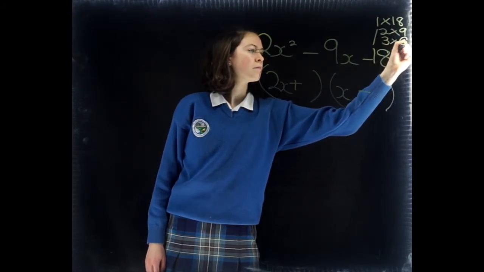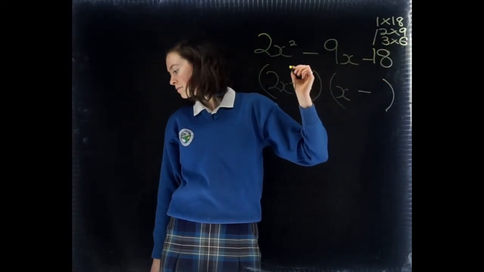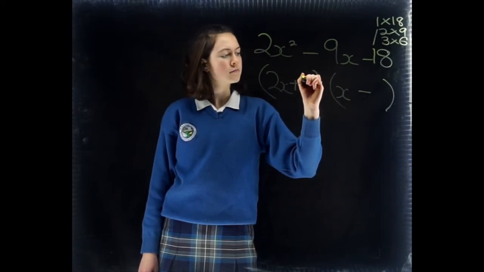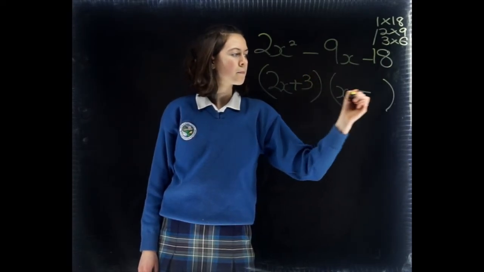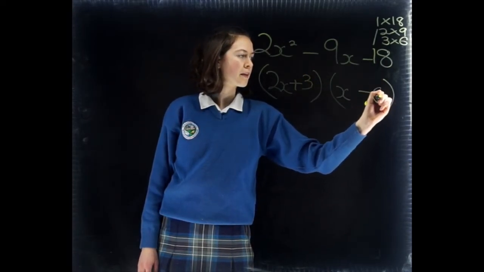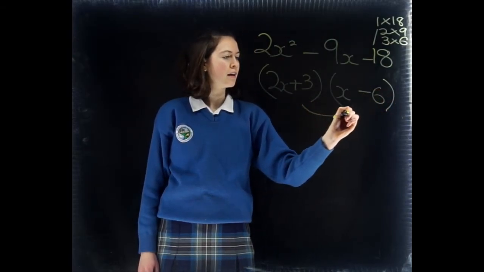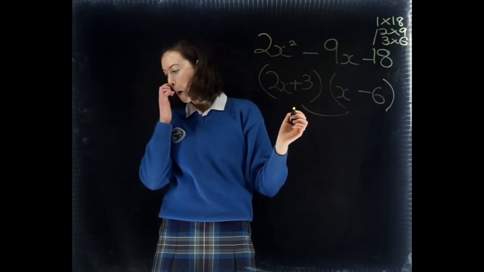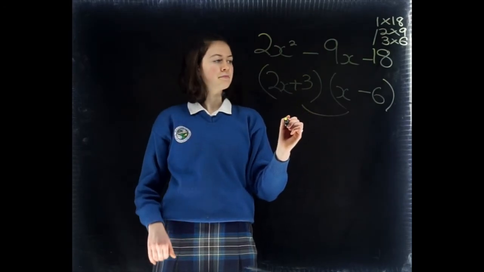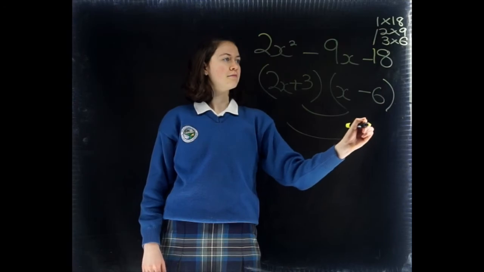The next step involves a bit of trial and error. You're going to try and figure out which pair of factors of 18 should be put in the brackets, that when they're solved equal the middle term minus 9x. In this case, it is plus 3 and minus 6. You should then multiply out your brackets to see if your terms work.